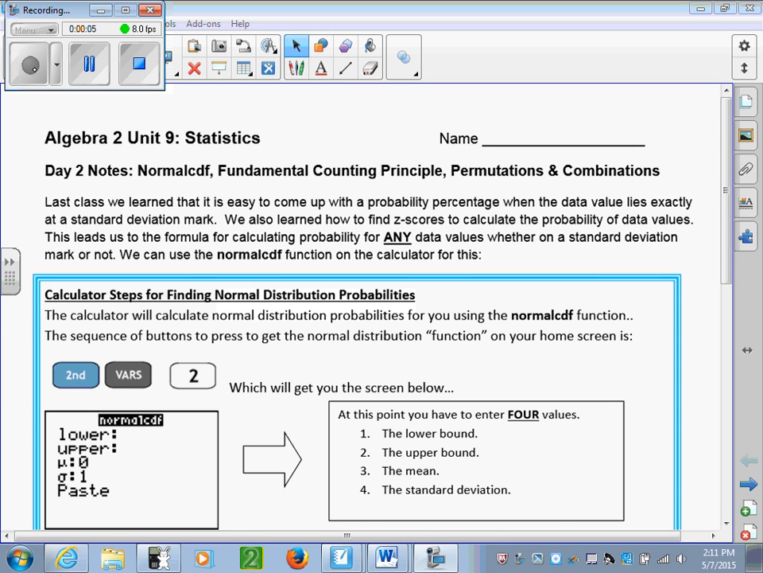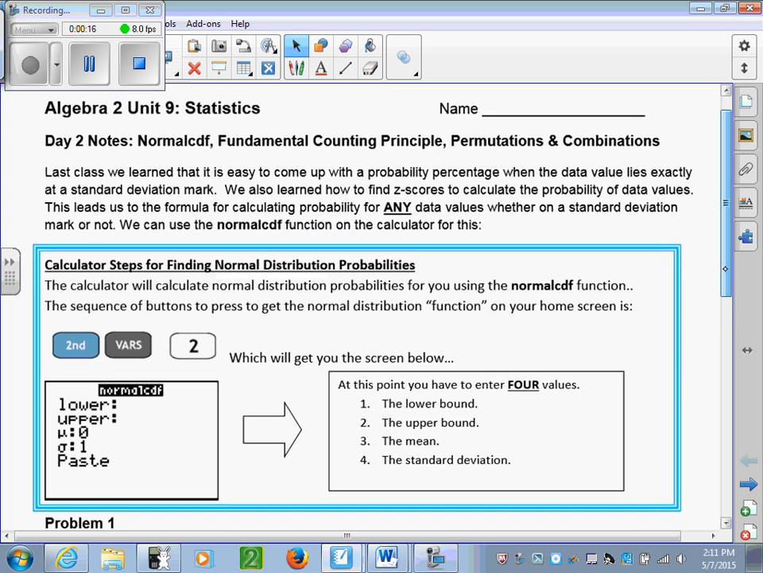Today I'm going to talk about Algebra 2, the Unit 9 statistics. These are the Day 2 notes. This is our last day of new material for this entire year. So focus and you'll be done soon.